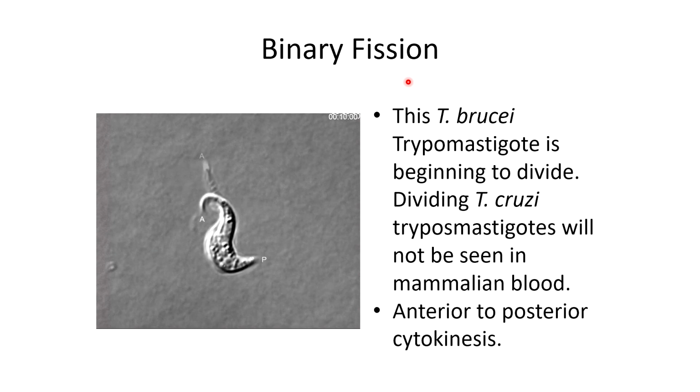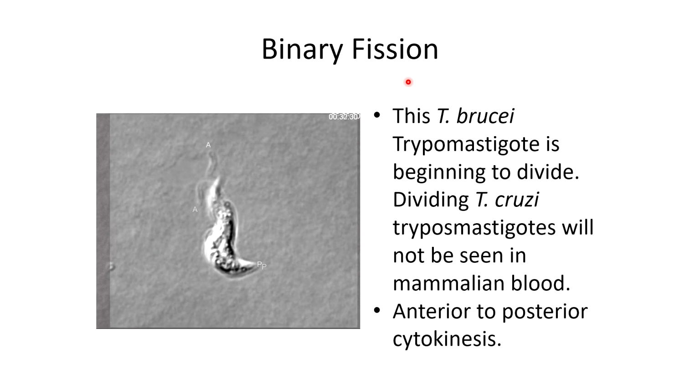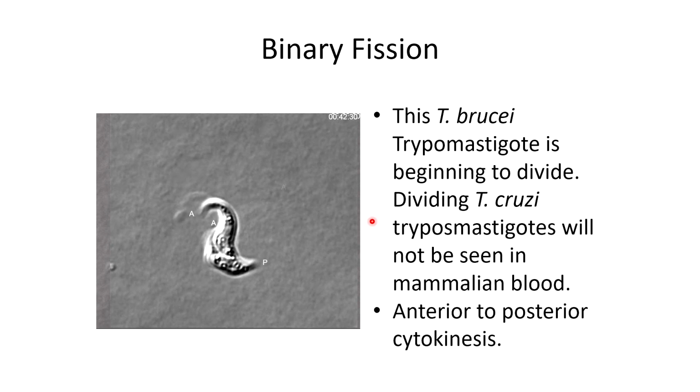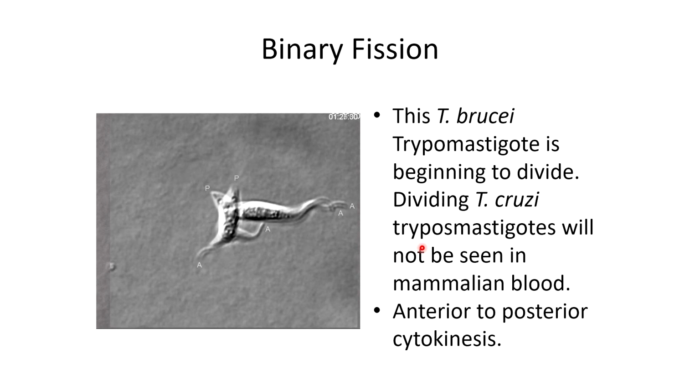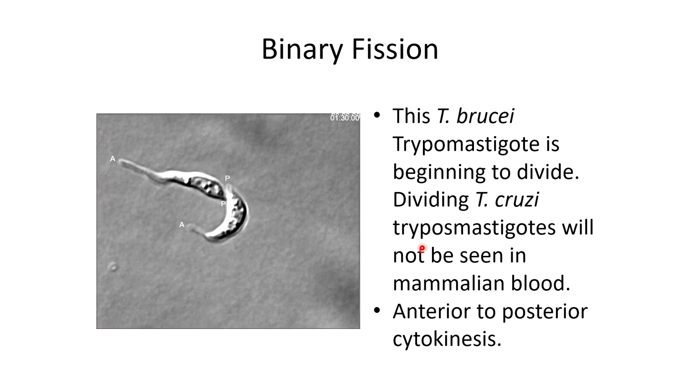So this video is just showing the T. brucei trypomastigote undergoing binary fission or division. T. brucei trypomastigotes will be seen dividing within the blood of the mammalian hosts, but you'll never see trypomastigotes of T. cruzi dividing in the blood of mammalian hosts.